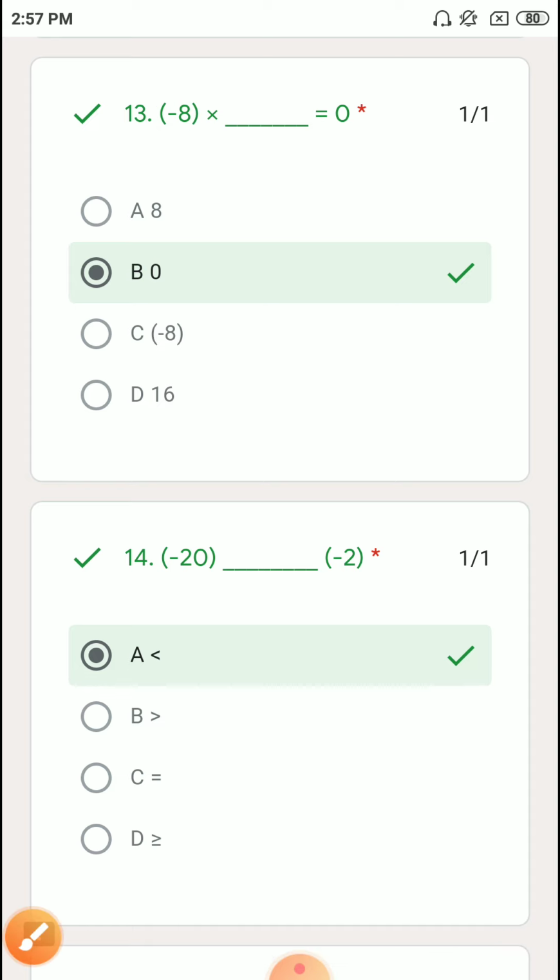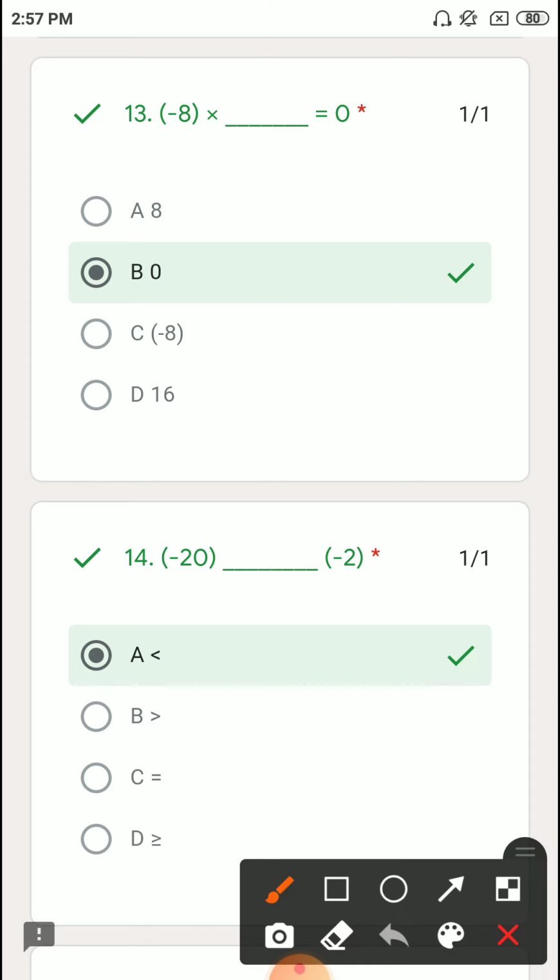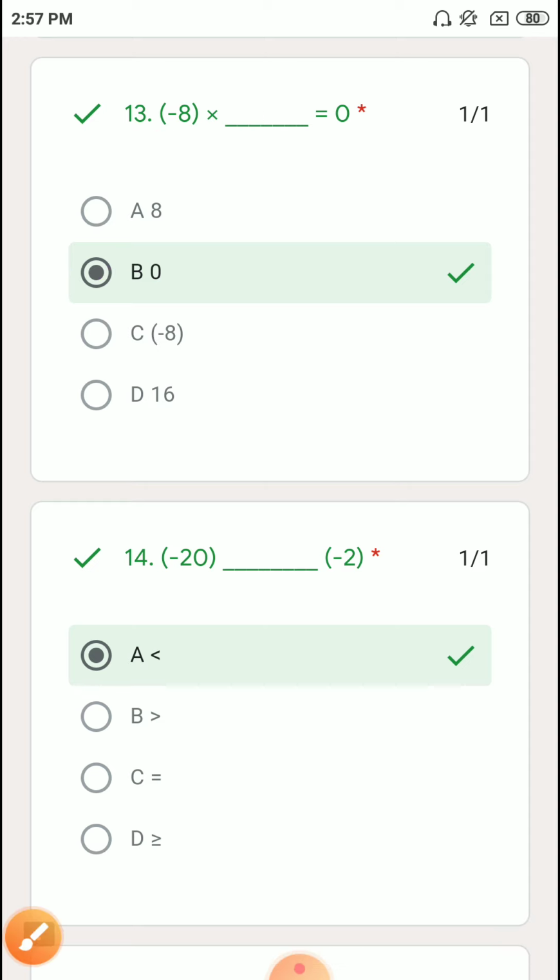So if we want the answer 0, then we need to take one number as 0. Here one number is 8, so the other number needs to be 0. So minus 8 multiply 0 is 0. So here our answer is option B, 0.